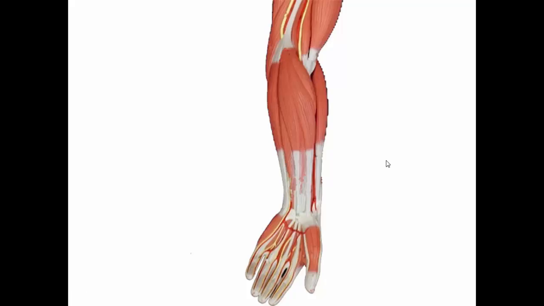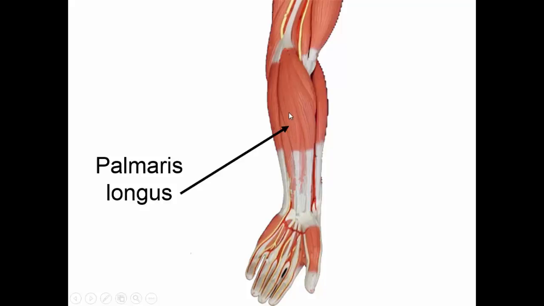As we begin to look at the lower arm, you need to orient yourself. This is the palm of the hand, so this is the anterior surface of the arm. All of these muscles are going to be involved in flexion. In order to orient yourself, find the tendons that come from the fingers and follow them up to this central muscle. This muscle is the palmaris longus.